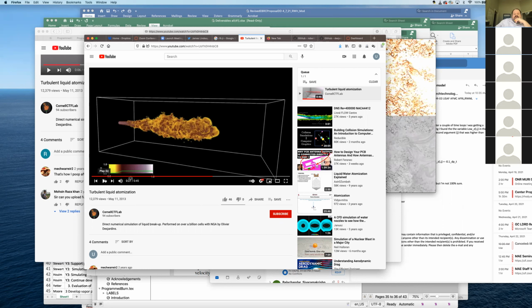Right. So if you highly resolve your flow, you do not need a turbulence model, and that's called a direct numerical simulation. If you resolve everything, and so here they may not be resolving all of the turbulence.